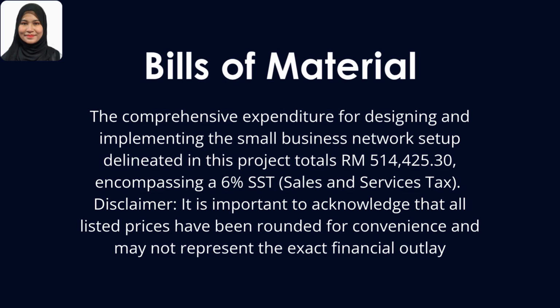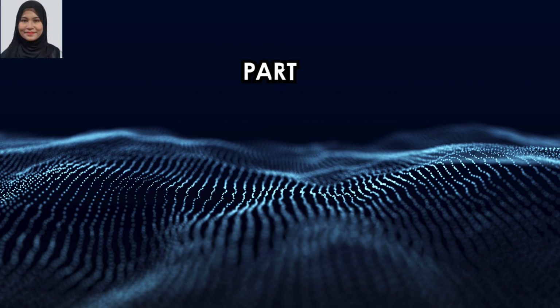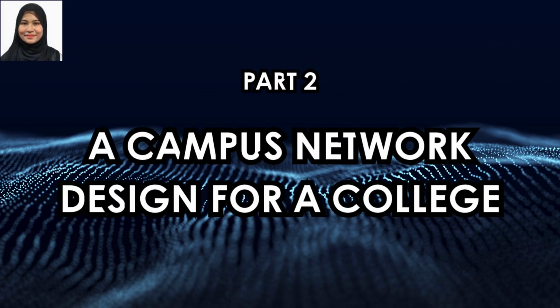Okay. Next is the bill of materials. The comprehensive expenditure for designing and implementing the small business network setup delineated in this project is totaled as shown on the slide, encompassing 6% sales and service tax. Disclaimer: it is important to acknowledge that all listed prices have been rounded for convenience and may not represent the exact financial outlay. Next we move on to part 2, a campus network design for a college.